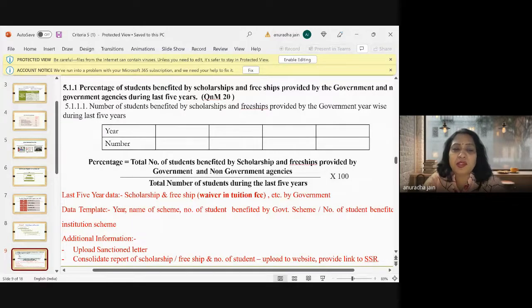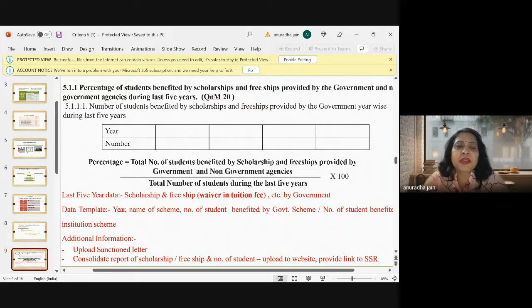You also have to produce the report of scholarship, freeship, and number of students on your website, and also provide the link of your website in the SSR where you have put this report. Why do they want everything to be put on the website? Because they want the system to be transparent. Otherwise, institutions may say something and actually that thing is not taking place. So just to bring transparency in the system, they ask everything to be uploaded on the website, and anybody and everybody can see it, and it becomes a public document.